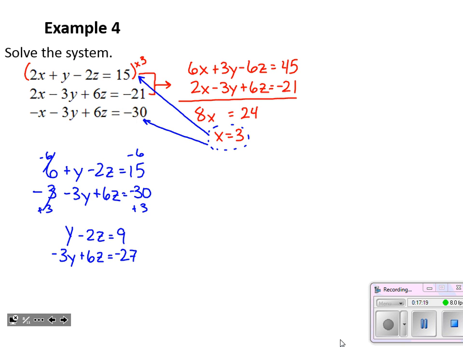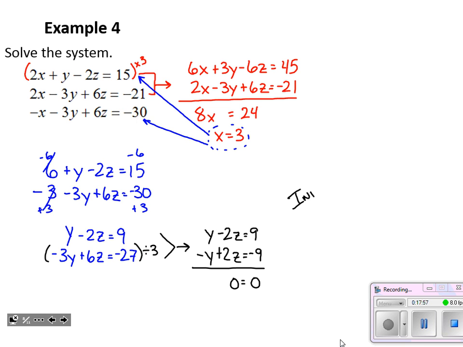And then if I want to eliminate, let's say I want to eliminate the y's again, I'm going to choose to divide this bottom equation by 3. I'm allowed to do that. Then what I set up is a top equation that's y minus 2z equals 9, and a bottom equation that's negative y plus 2z equals negative 9. And if I try to eliminate here, solving for one of those other variables that I don't have yet, I find that my y's cancel, my z's cancel, and my constants cancel. This is an infinitely many solutions situation.